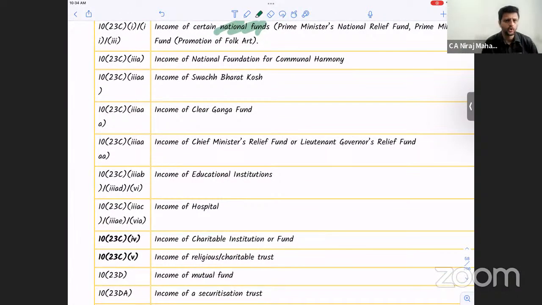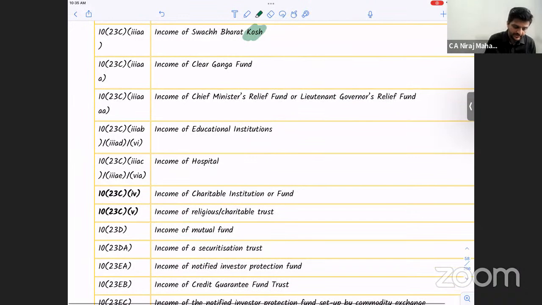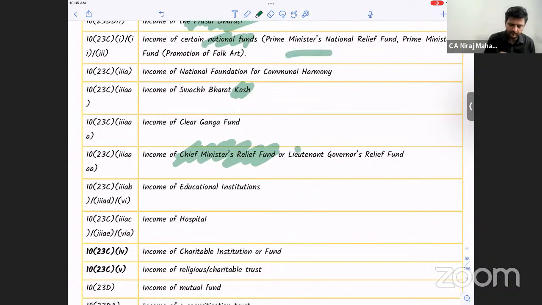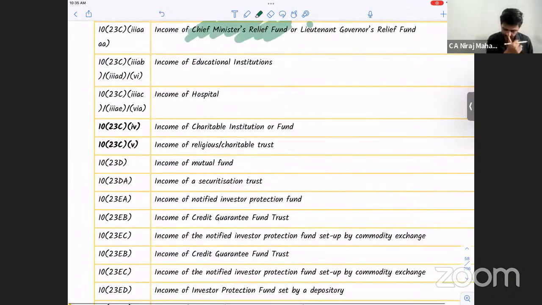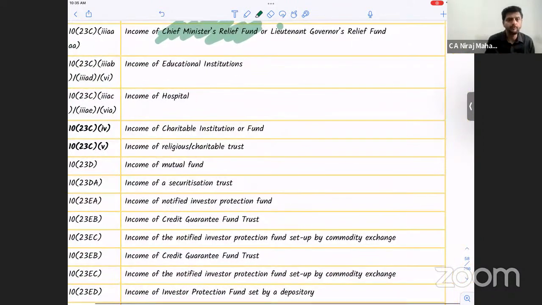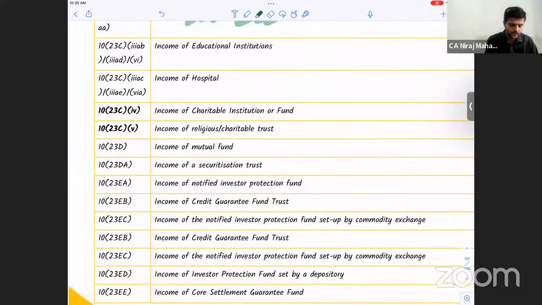Income from Swachh Bharat Kosh. Kosh means fund. Clean Ganga Fund, etc. Income of Chief Minister's Relief Fund. You might have heard a lot about this in COVID. The Prime Minister's National Relief Fund also. Anyways, income of a charitable hospital should be exempt.